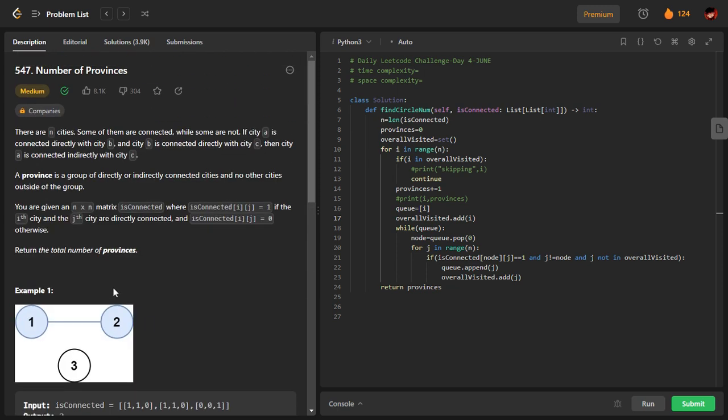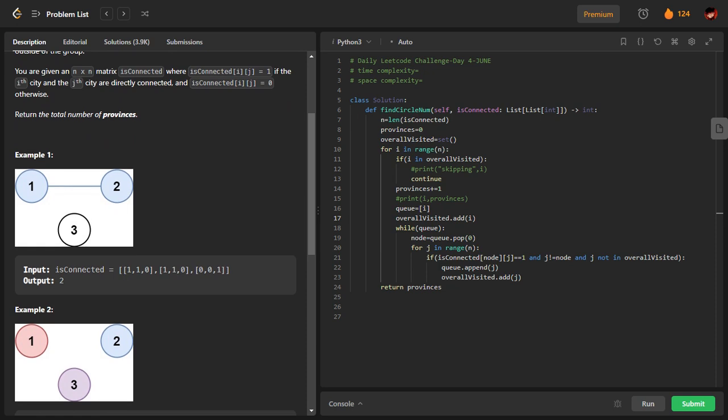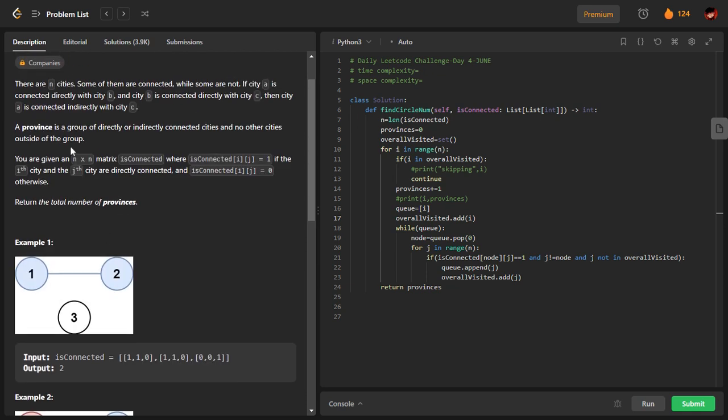So now coming to the question in terms of the way they've given it. There are n cities. The adjacency list will be n cross n, that is n square, because for each node we will try to find whether it's connected or not to all the other n nodes, including itself. That is the basic idea.